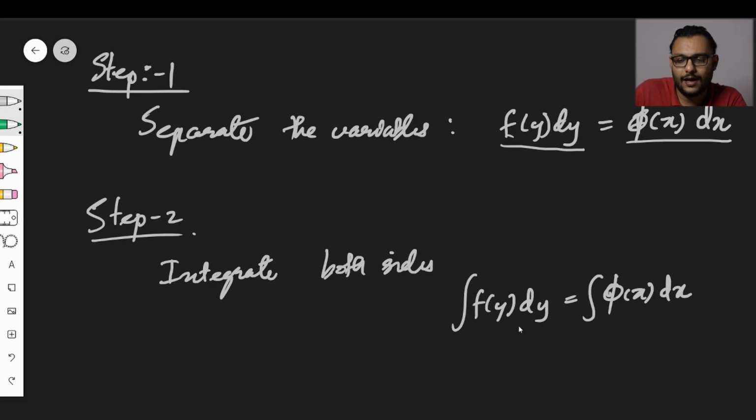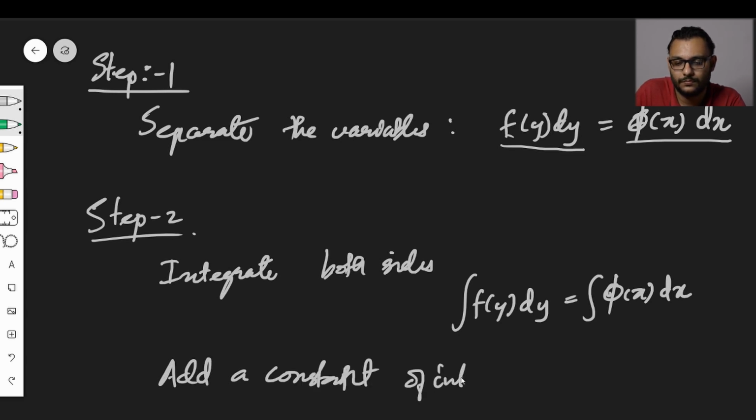In this step itself you can add a constant of integration too. So simply this step involves integration on either side of the equal to sign and the addition of the integration constant. This is all about variable separable. I think you all got the idea.